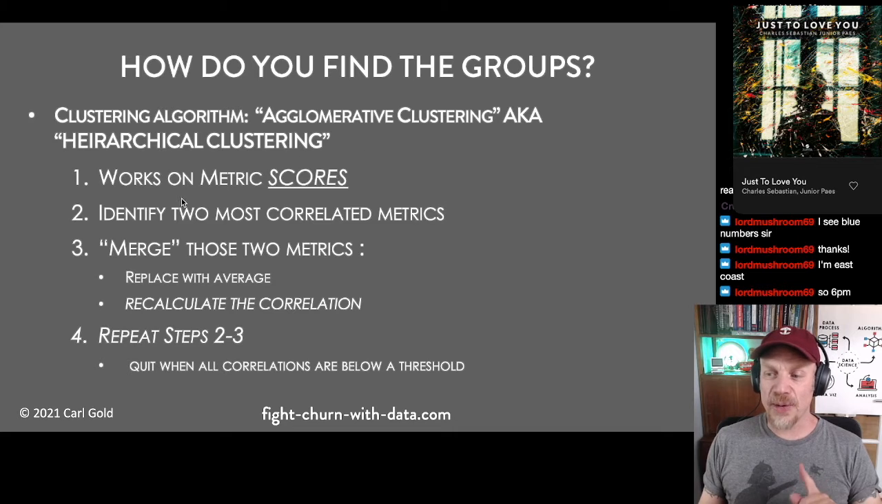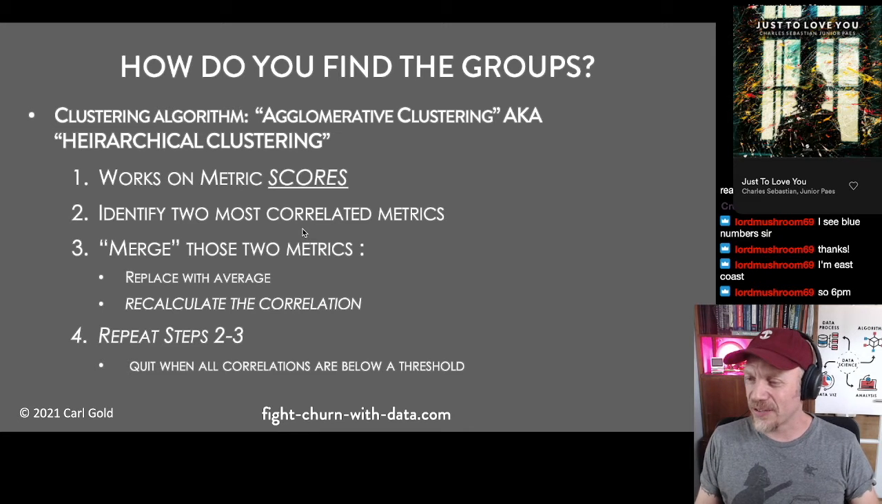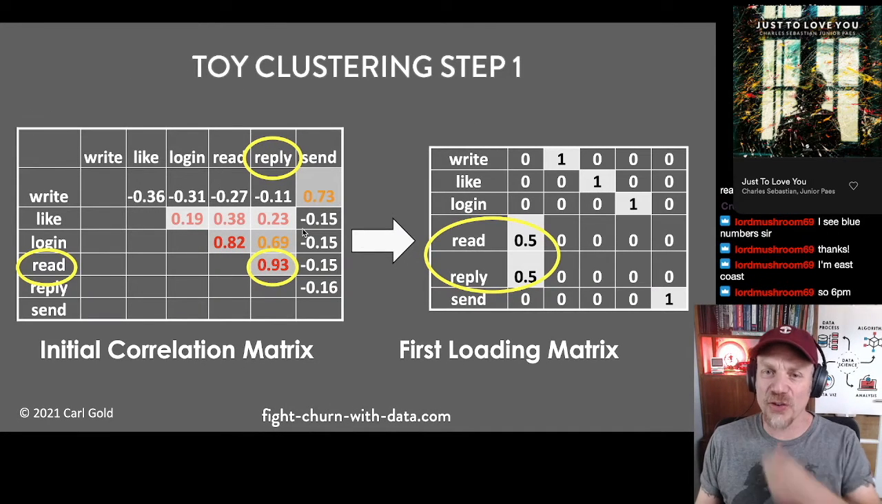So in this method, you identify the 2 most correlated metrics, and you merge those 2 metrics by replacing them with the average, and you update your correlation matrix. You update your loading matrix, you recalculate the correlation, and then you repeat so that you lose correlated metrics as you go. And my next set of slides has a toy example of this, I believe. Okay, yeah, here's the toy clustering algorithm, example 1.